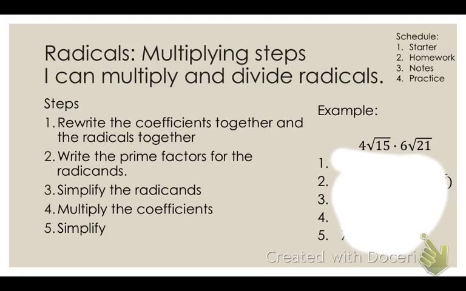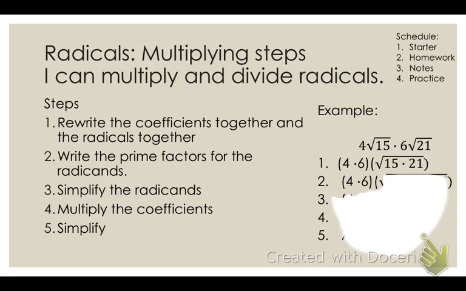So here's our example that's on your paper. First we start off with 4 square root 15 times 6 square root 21. So what we do is we make parentheses and we take our coefficients, which are our whole numbers outside of the radicands, and we put them in their own parentheses. And then we put underneath the radical symbol the 15 and the 21 because they were already there. So in step 2 we bring down our coefficients.